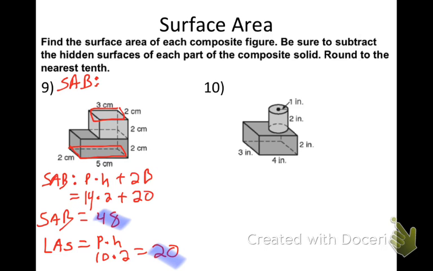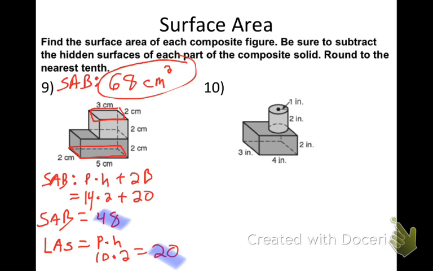What am I going to do with these two numbers now? What's 48 plus 20? I get 68 centimeters squared. Okay, so you don't have to always subtract stuff. You just got to think of how you look at it here.